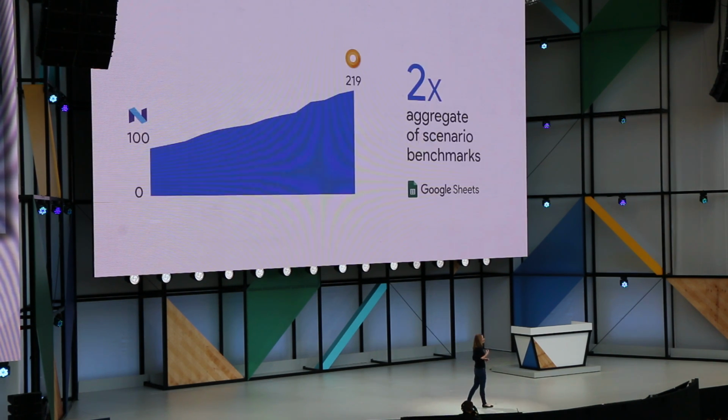Take Google Sheets. Aggregate performance over a bunch of common actions is now over 2 times as fast. And that's all from the OS. There are no changes to the app.